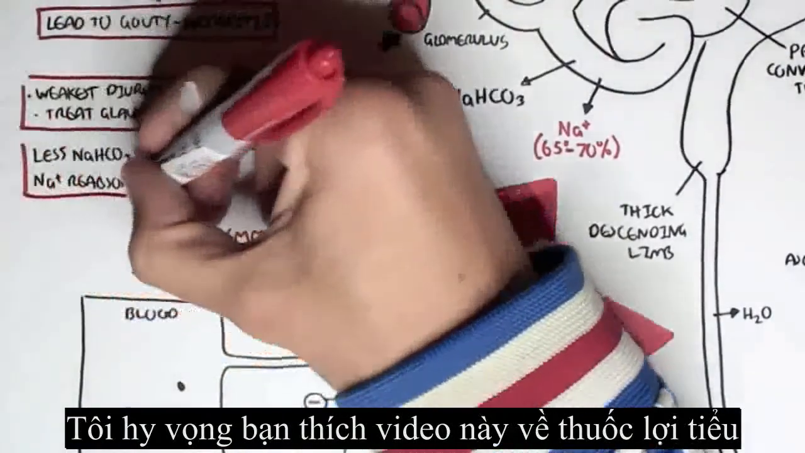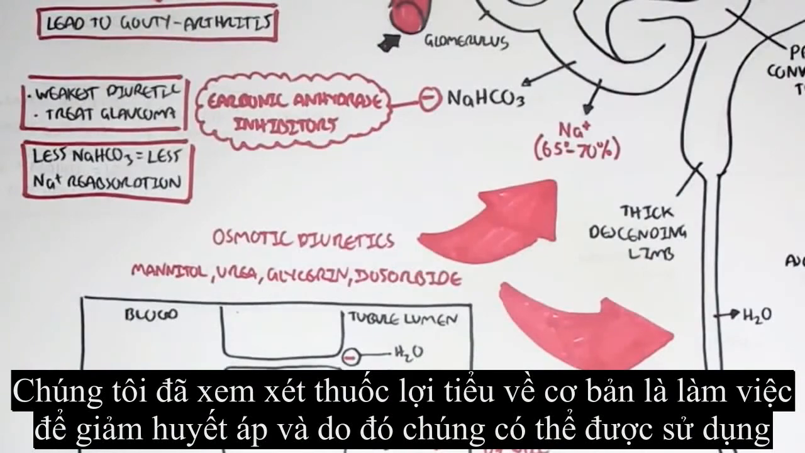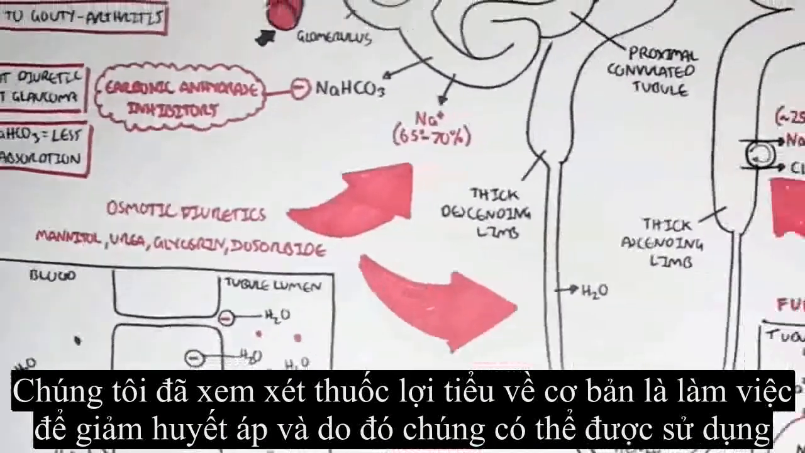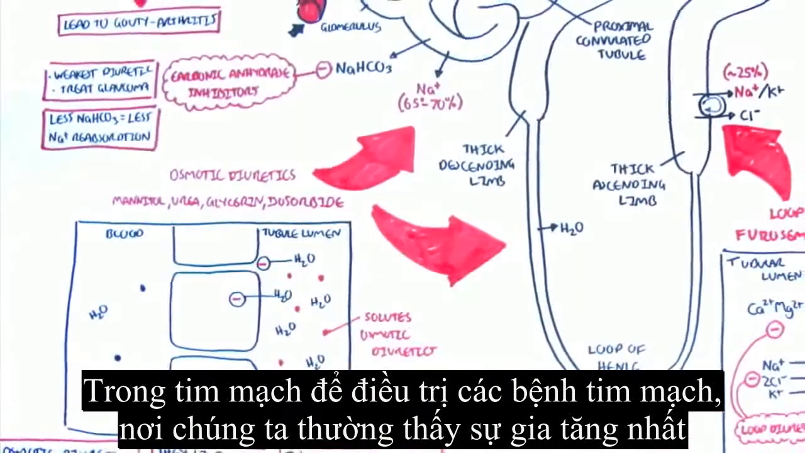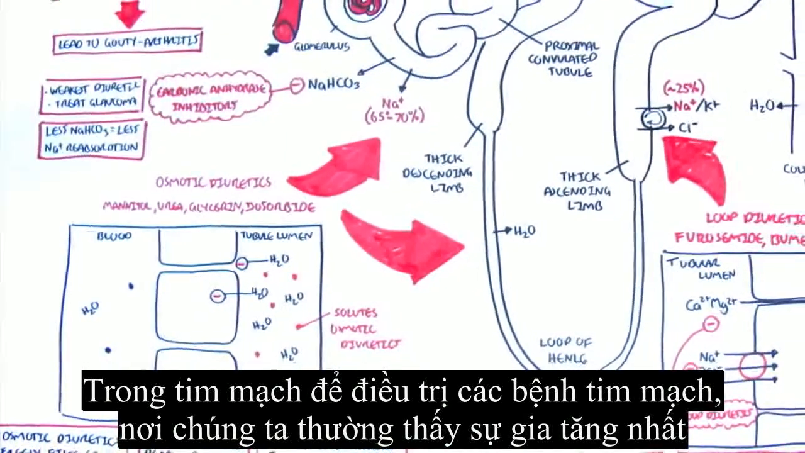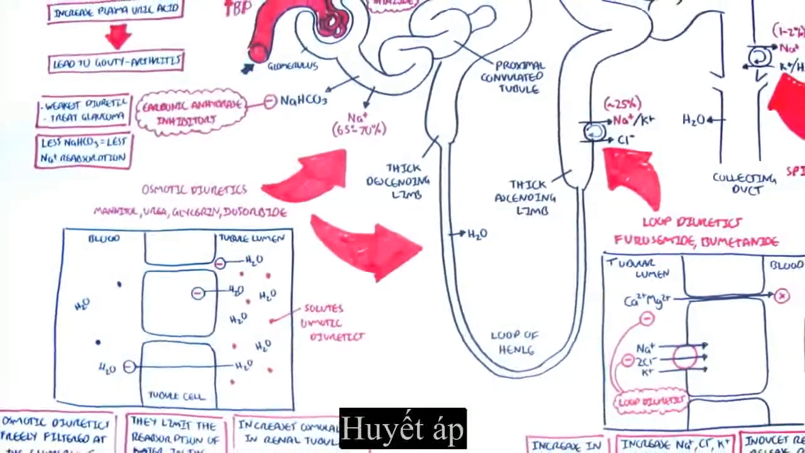So I hope you enjoyed this video on diuretics. We learned that diuretics essentially work to decrease blood pressure, and therefore they can be used to treat cardiovascular diseases, where we see most often an increase in blood pressure.